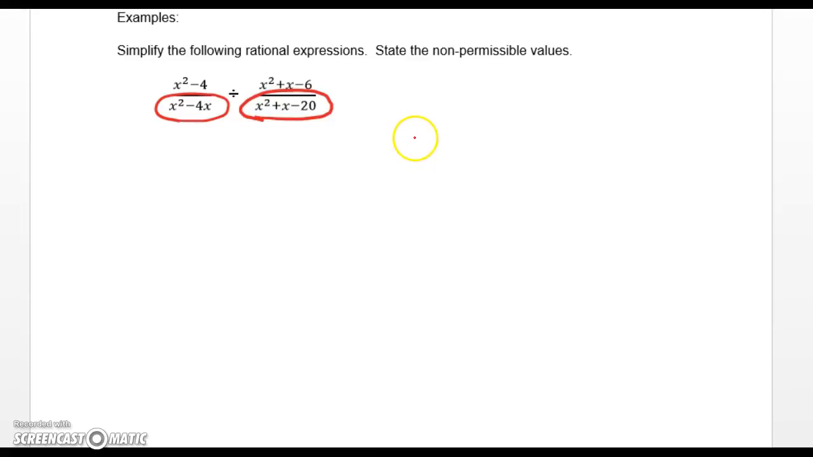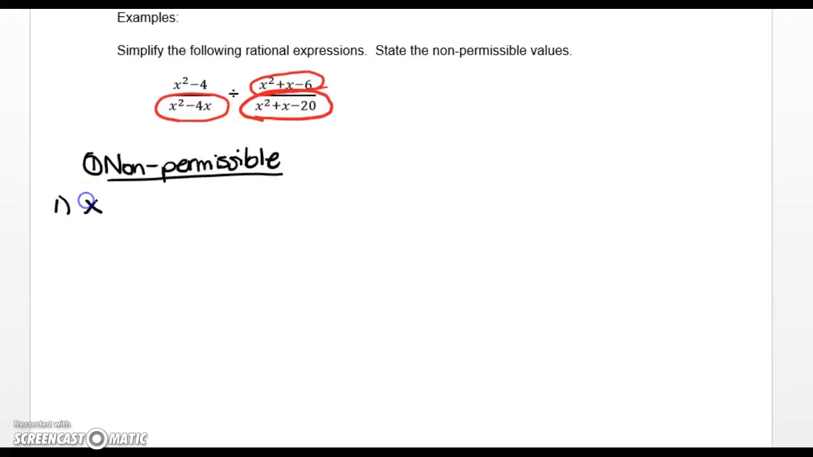One thing we also have to consider as well is that when we flip this fraction, this numerator becomes the denominator. So we also have to consider the non-permissible values for this fraction. So there's 3 things we have to consider for those non-permissible values. So let's look at our first one here. So here we have x squared minus 4x. So what we do is we want to look at when those will be equal to 0, so we set that denominator equal to 0.